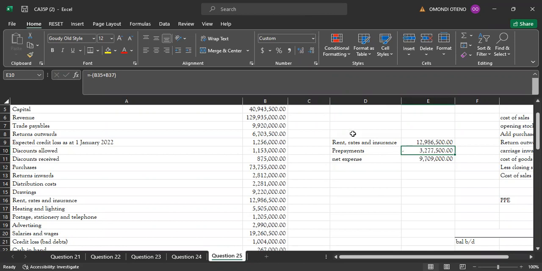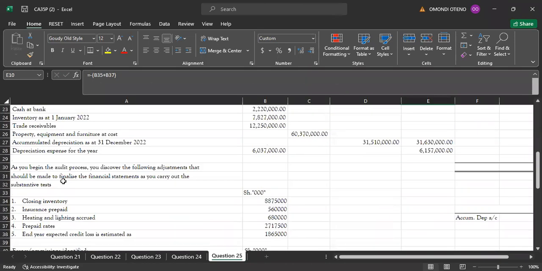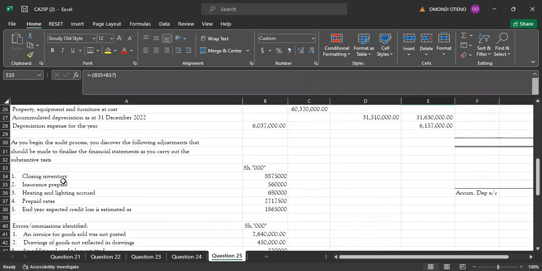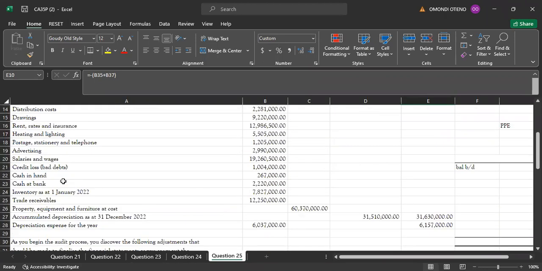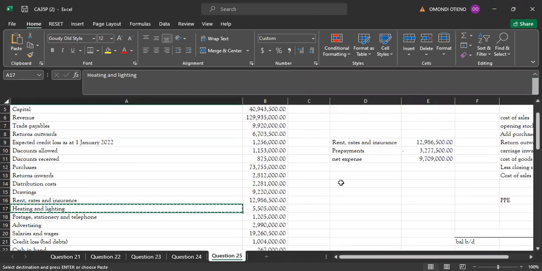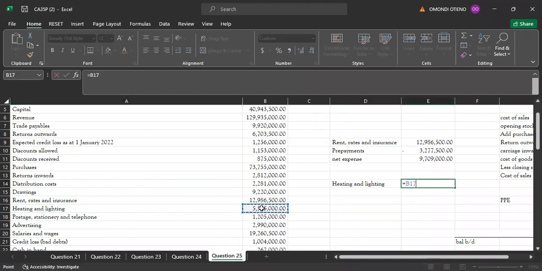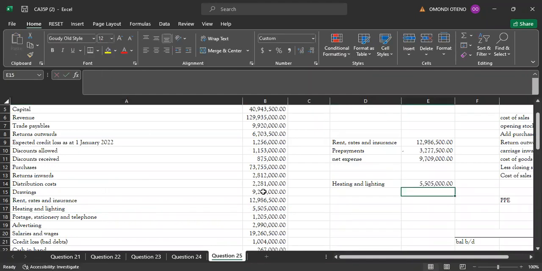How about accruals? Do we have anything that is related or that is accrued? So we have heating and lighting. Heating and lighting as an expense on its own, we have it here. So let me just extract that. Let me just extract that here. Heating and lighting and get this figure. Heating and lighting, that's what I have.